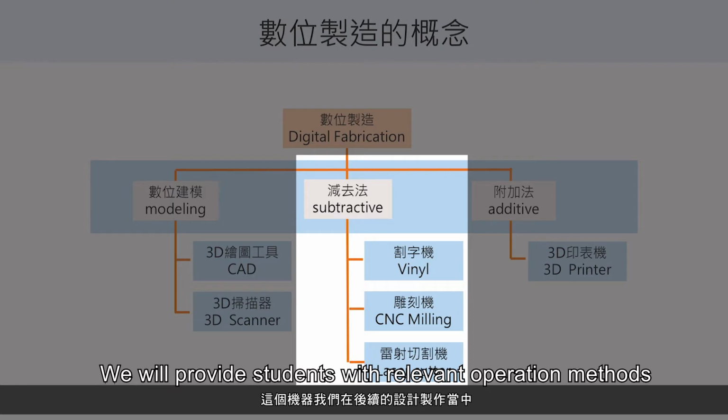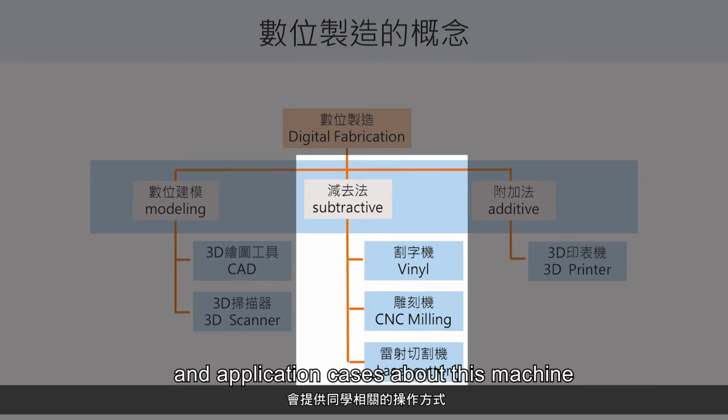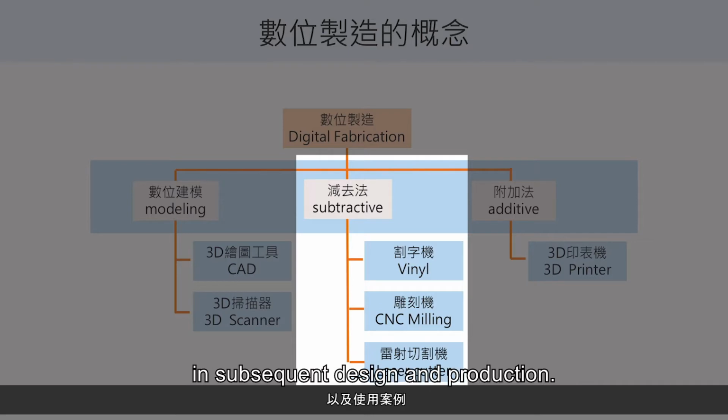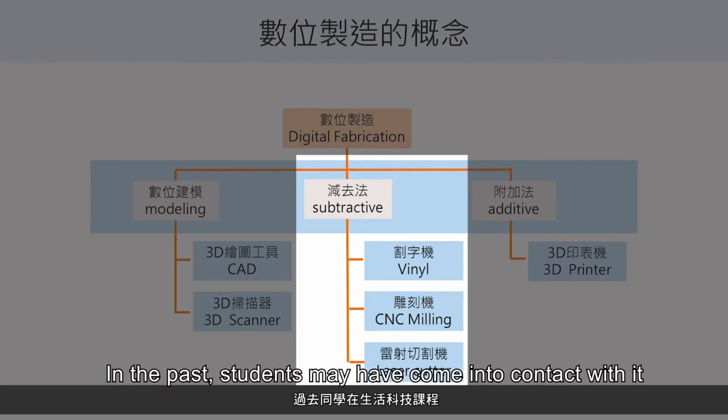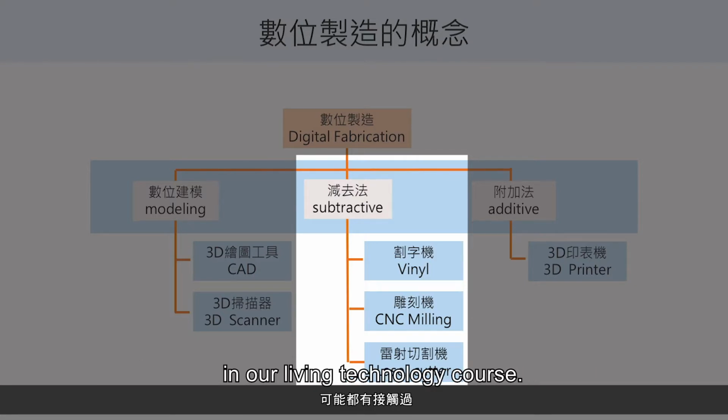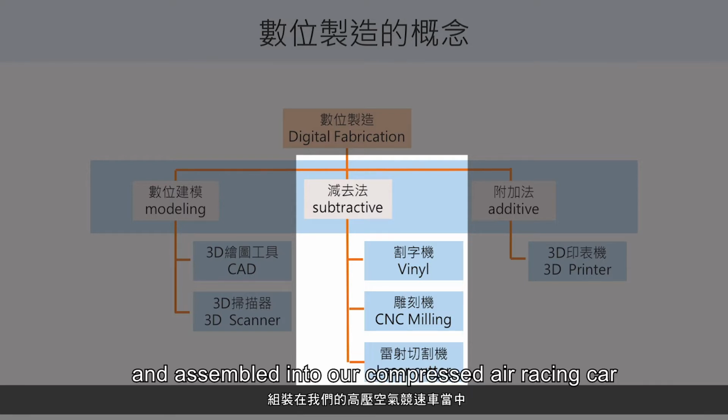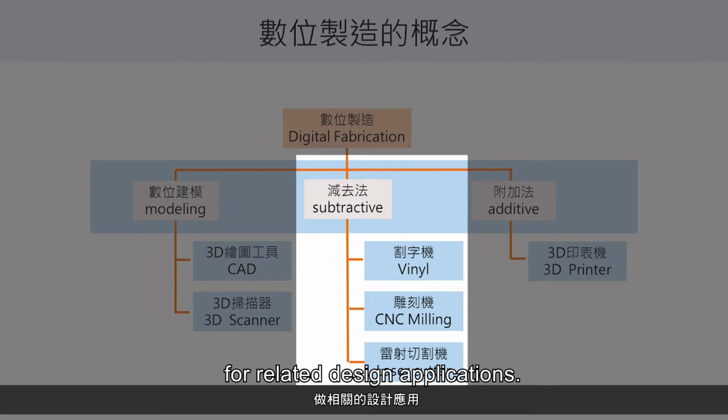We will provide students with relevant operation methods and application cases about this machine in subsequent design and production. The third one is the laser cutting machine. In the past, students may have come into contact with it in our Living Technology course. In our engineering design project, many materials can be cut into the shapes that we want through the laser cutting machine and assembled into our compressed air racing car for related design applications.